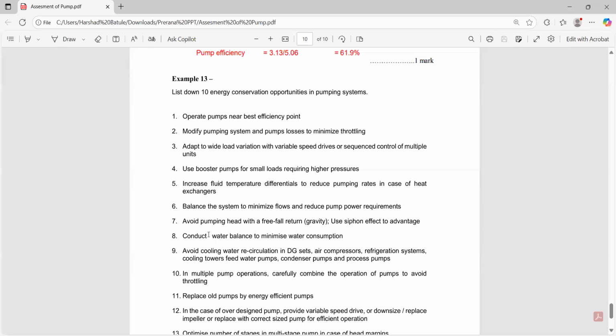Conduct water balance to minimize water consumption. Means if your water balance or your water requirements are known, you can minimize your water consumption.